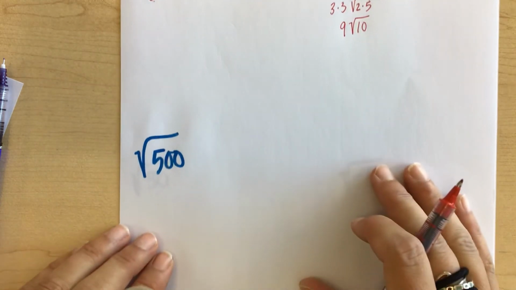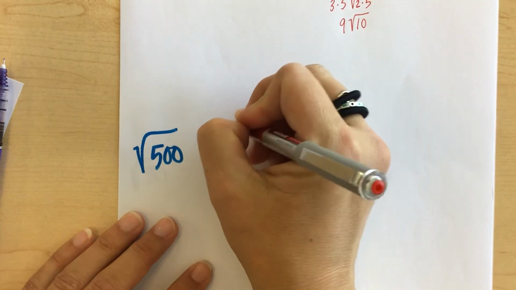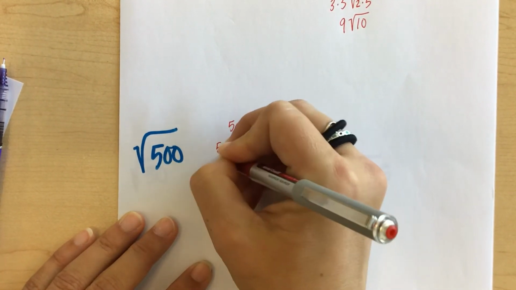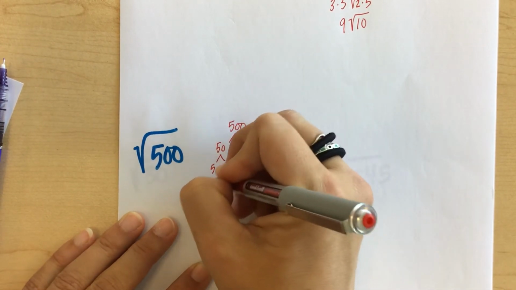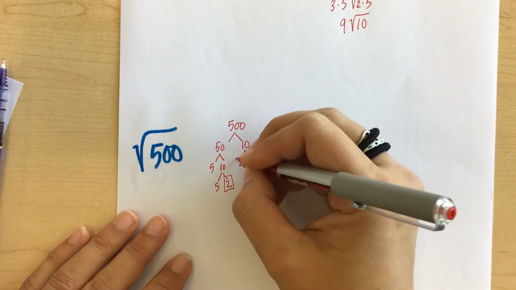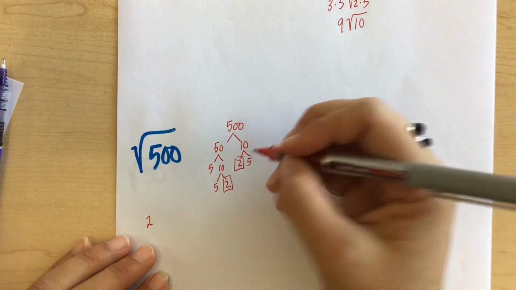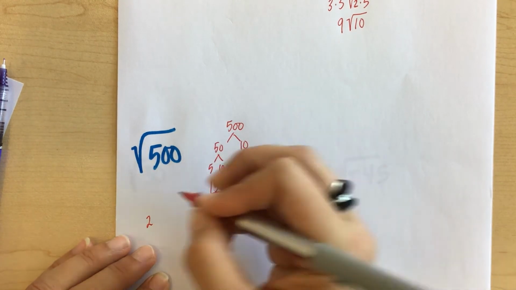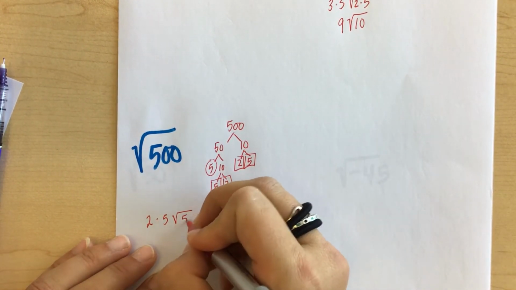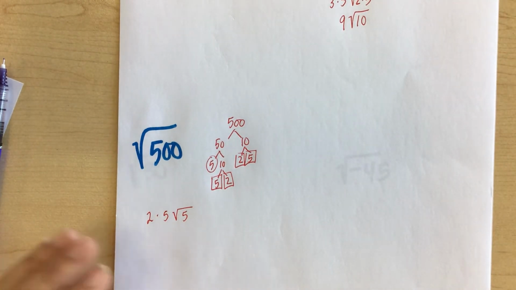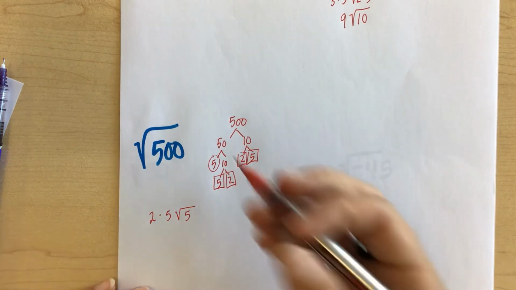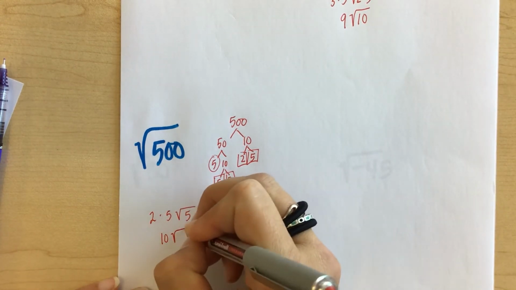For 500, right? So I'm going to do 50 times 10. So 2 and 5, 5 and 10, and then 5 and 2. All right, so on this one, I got a pair of 2s, right? So that goes on the outside. I've got a pair of 5s. That also goes on the outside. And then I have this one lonely 5 left over, so that stays on the inside. Okay, again, only pairs come out. So if you have 3 of something, 2 of them come out, but the 1 stays under. So 2 times 5 gives me 10 radical 5.